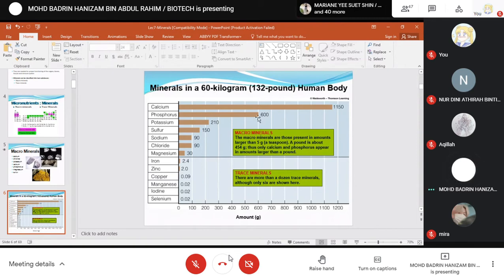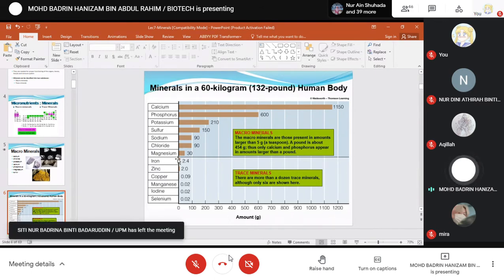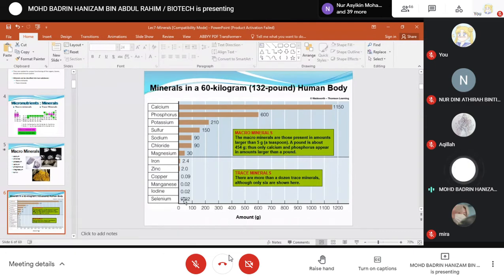Phosphorus is the next abundant mineral in 60 kilogram body weight, with 600 gram, and then potassium, and the least macro mineral is magnesium, which is 30 gram. And then the rest here, trace minerals, even less. Iron is the highest amount of trace mineral that can be found in 60 kilogram body weight, which is 2.4 gram only, and selenium is even less, 0.02.